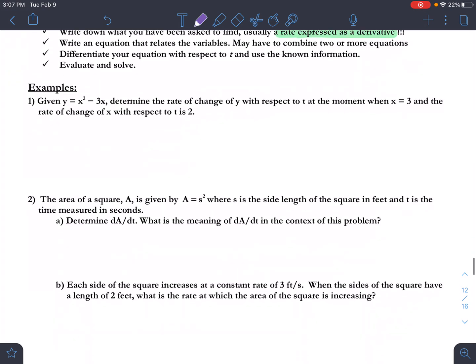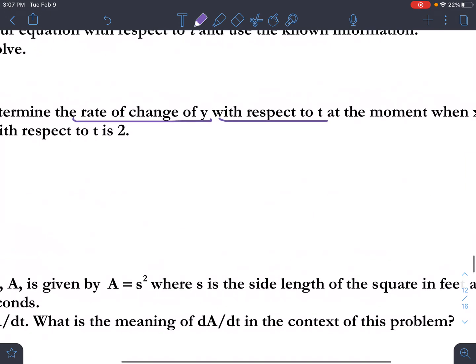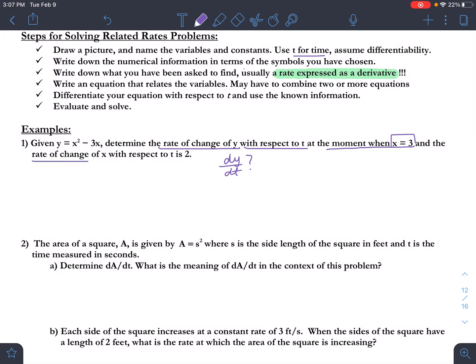So take a look here. It says if y is x squared minus 3x, determine the rate of change of y with respect to t. So that would be dy/dt, we want to know what it is at the moment when x is equal to 3, and the rate of change of x with respect to t, dx/dt, is 2. Okay, all right, so here's what we got. If you want to write down your given information, we could write it over here. We have dx/dt is 2, we have x equals 3, and we don't know what dy/dt is.